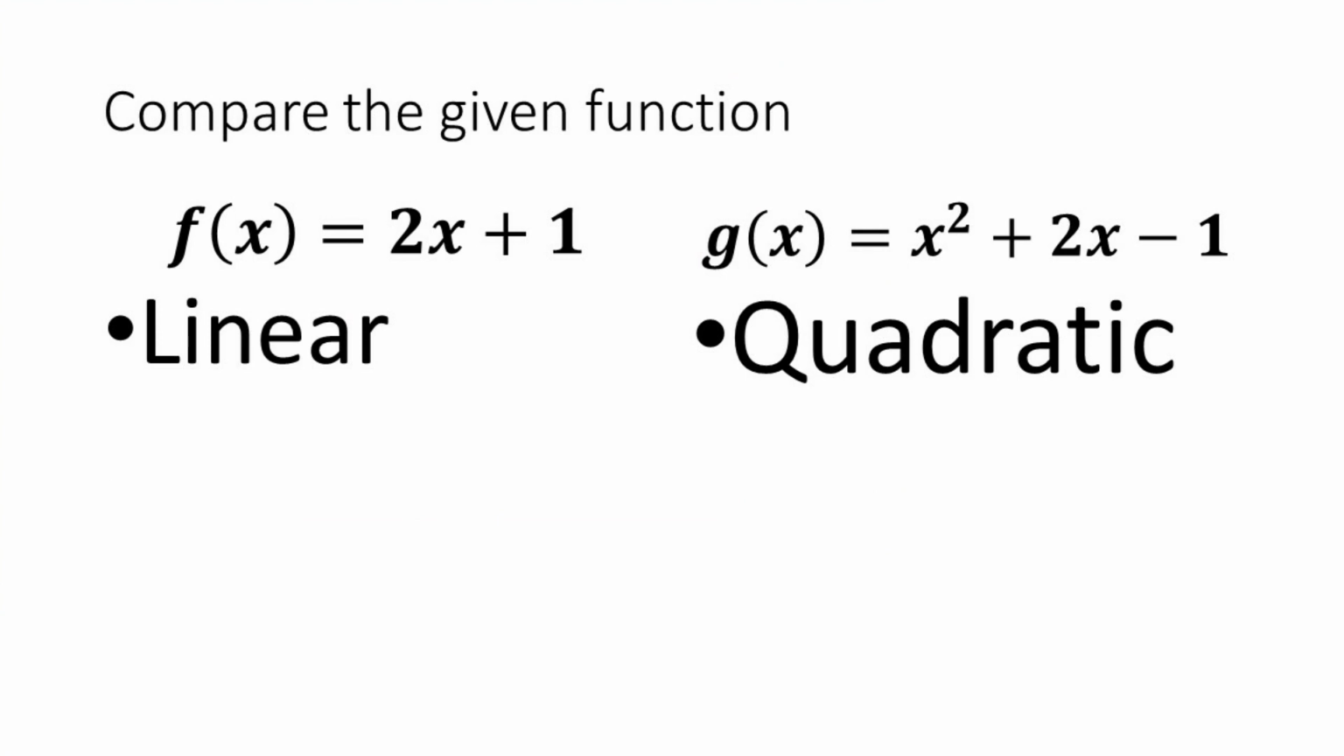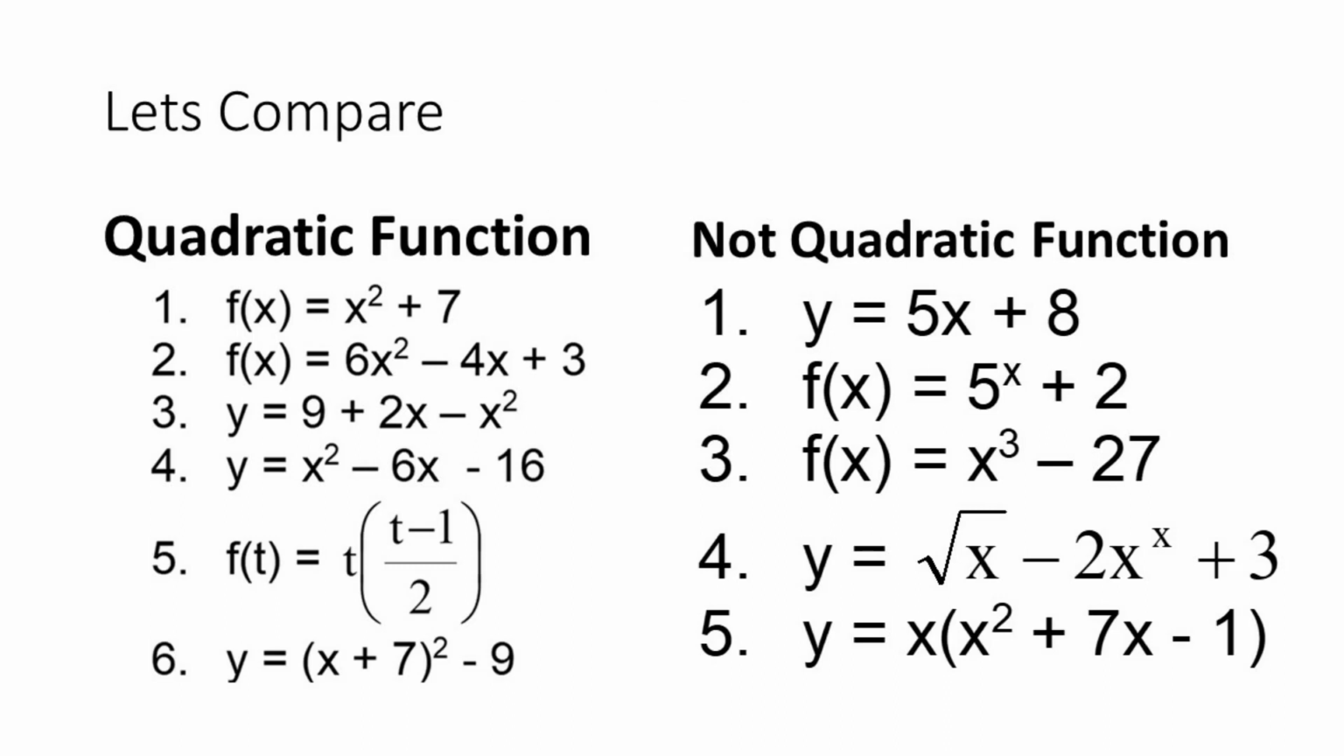So I have here the function f of x is equal to 2x plus 1 and g of x is equal to x squared plus 2x minus 1. The first function is a linear function and the other one is a quadratic one. So let us compare. Given the two sets of functions, I have here quadratic functions and another set which is not a quadratic function. So with numbers 1, 2, 3, 4, 5, and 6 under quadratic function, we can all see that all of them have a degree which is equal to 2, or the highest exponent present in one of the variables is equal to 2.